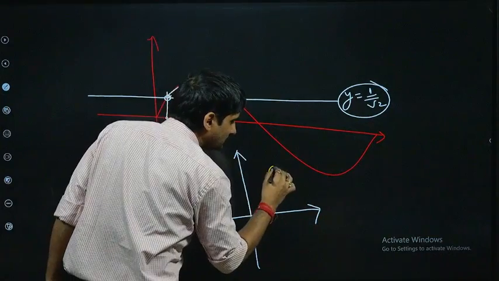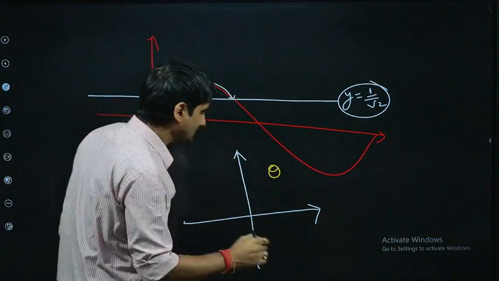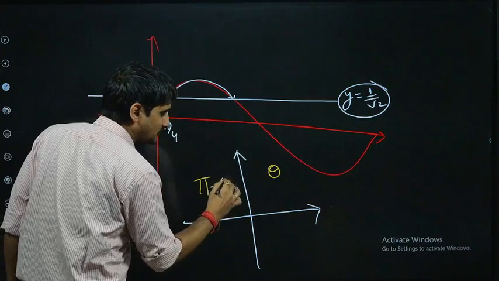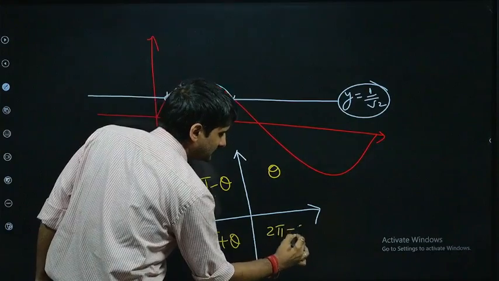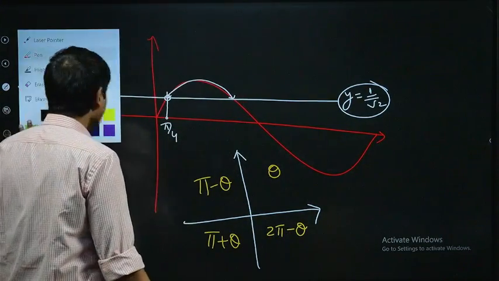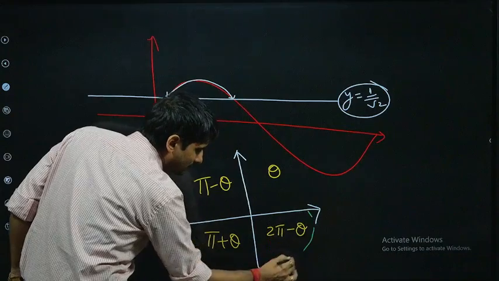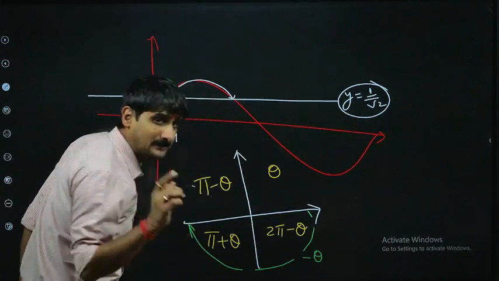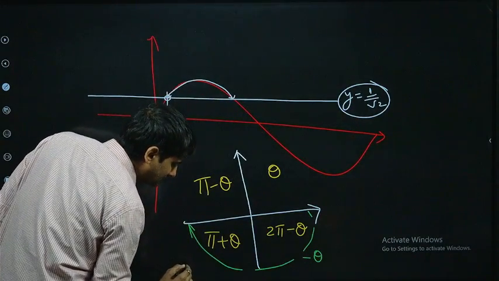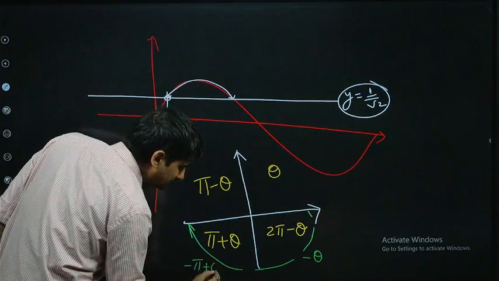So if we know the angle in the first quadrant as theta, then the corresponding angle in the second quadrant is pi minus theta, in the third quadrant is pi plus theta, and in the fourth quadrant is 2 pi minus theta. And if we wish to go clockwise here in green, then in that case the fourth quadrant angle will be minus theta, and the third quadrant angle will be minus pi plus theta.